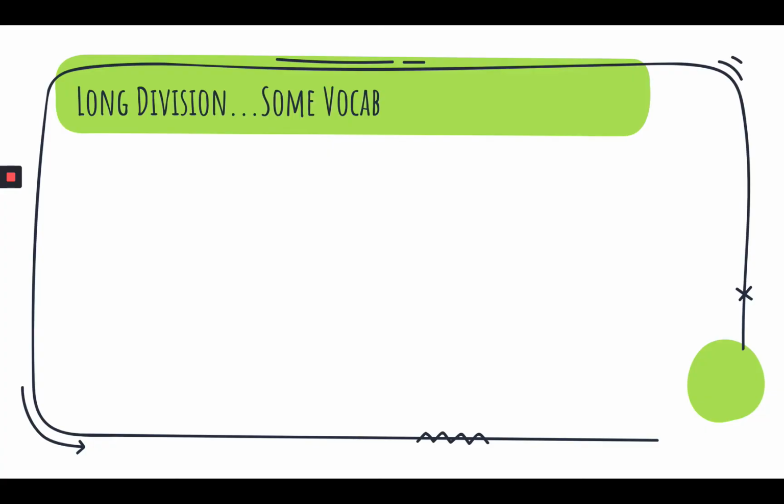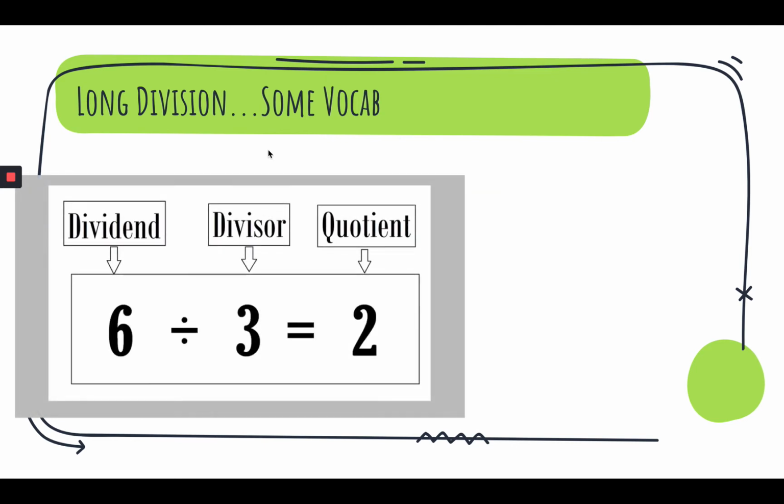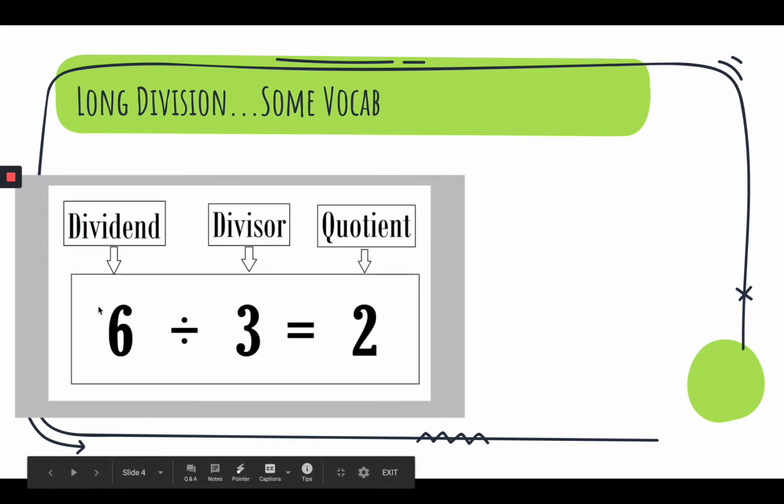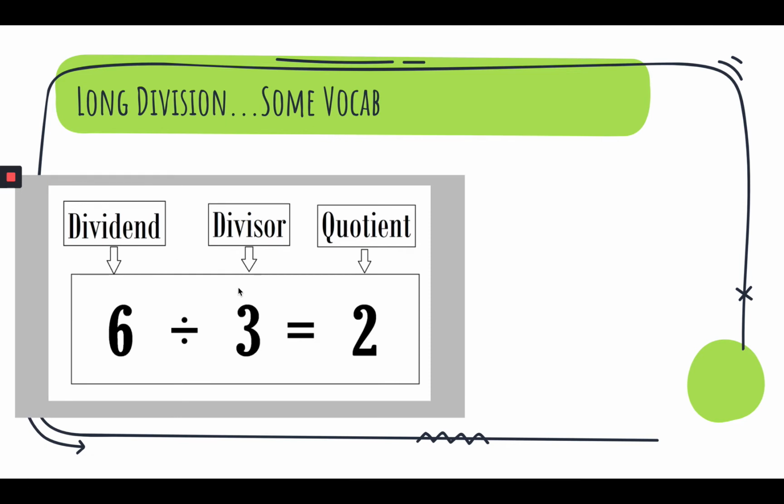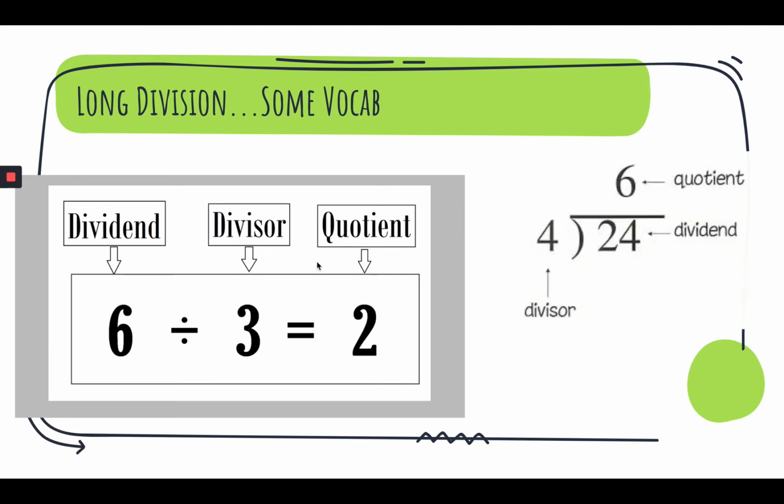All right, we're going to jump into the lesson. Just to review some vocab. The number that you are dividing is called the dividend. The number you are dividing by is called the divisor. And the answer to a division problem is called a quotient. So the dividend goes in the box, the divisor goes on the outside, and the quotient goes up on the line.